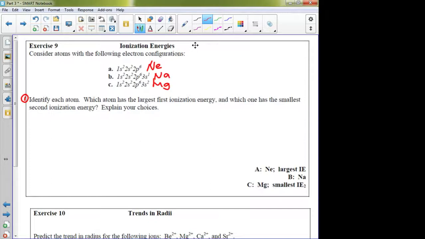Which atom has the largest first ionization energy? Neon. Why does neon have the largest first ionization energy? It has the highest effective nuclear charge, right? Because as I go across the periodic table, my effective nuclear charge increases, which means it's going to be harder to remove an electron. Look at 9, look at 10, and then I will see y'all tomorrow.